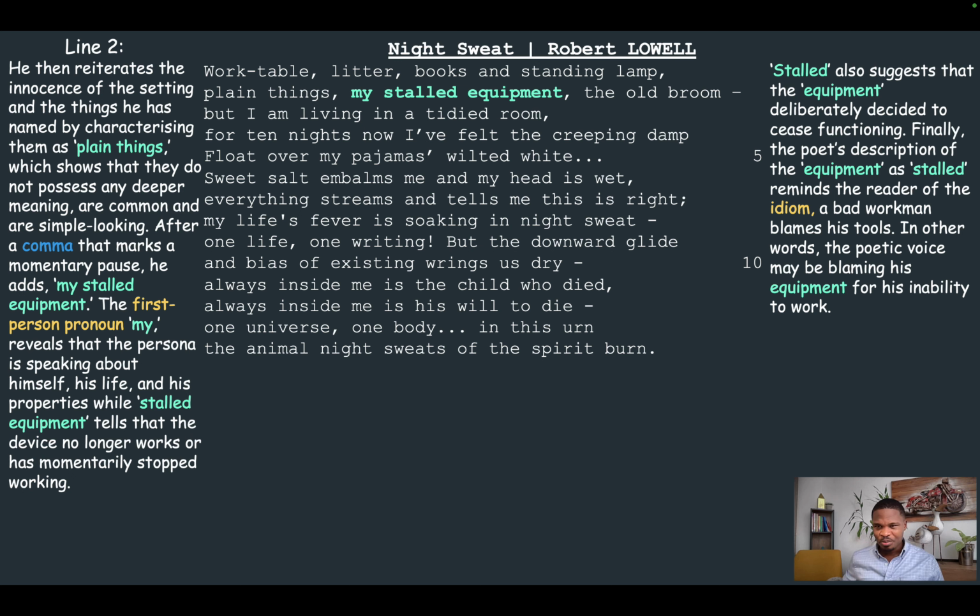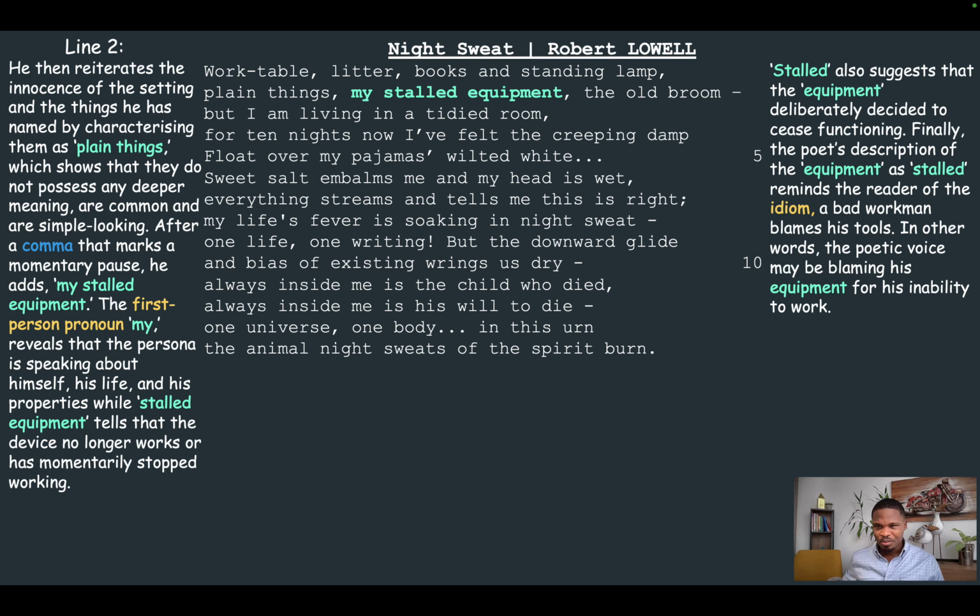The second line ends with a dash, which indicates a pause and suggests that the poet took a moment to catch his breath and organize his thoughts. Now, it continues into the third line of the poem by saying, "But I'm living in a tidied room." Right? This is quite shocking. Now, the conjunction "but" introduces contrast into the narration.